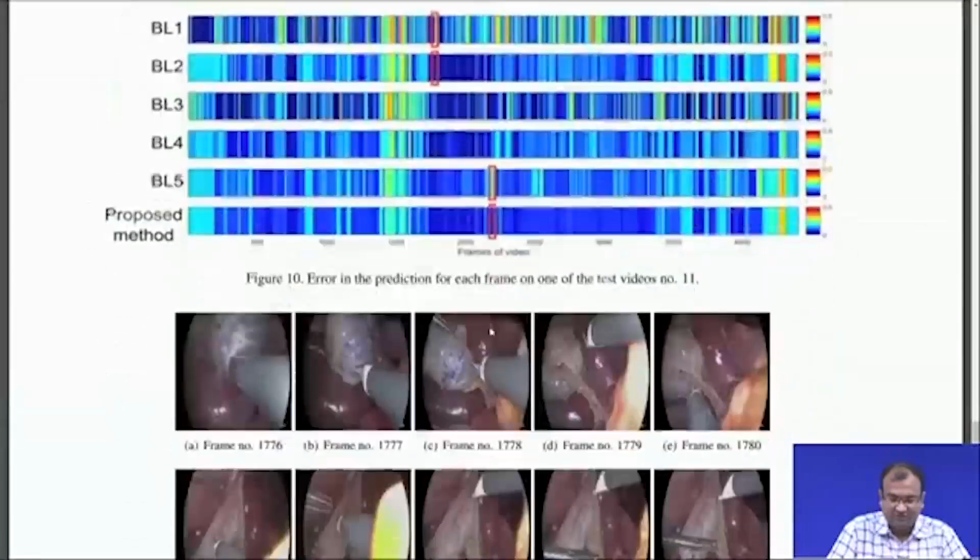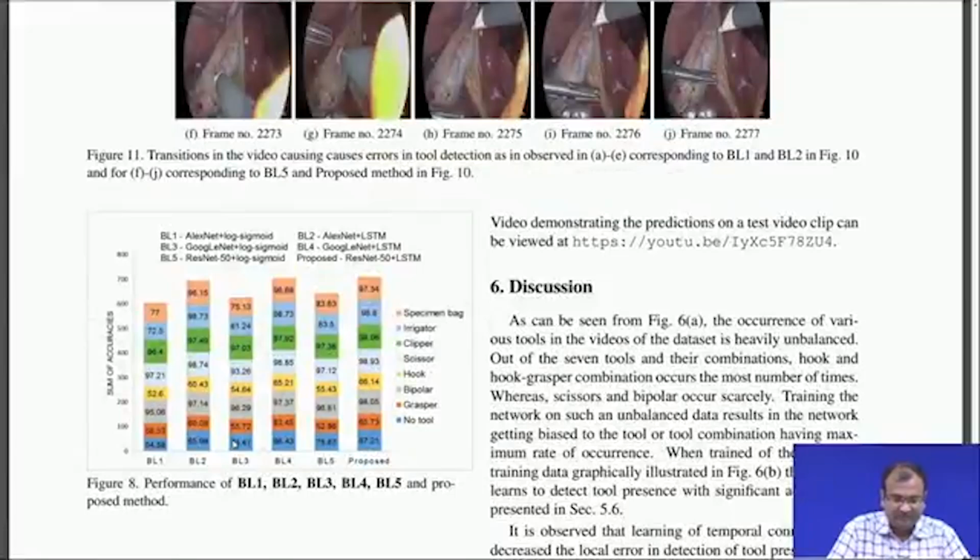So these are for different baselines, and this is a full comparison. Each of these baselines is mentioned here, and this was the model which we finally used for getting the maximum accuracy. This is where you have a ResNet 50 plus an LSTM coming together to give you the highest accuracy per class and the highest accuracy overall as well.